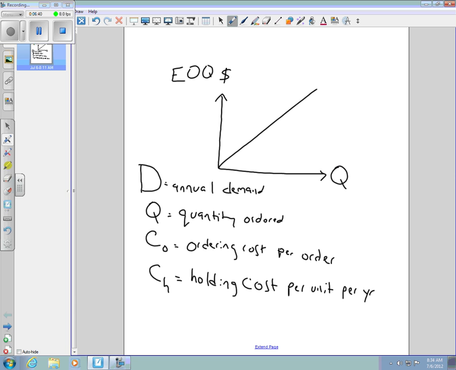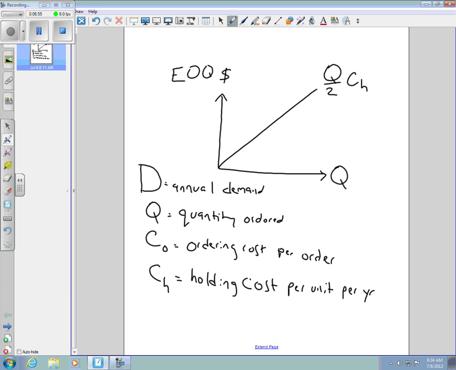Now, as the quantity goes up, the holding cost goes up. So let's talk about my holding cost. My holding cost is going to be my average inventory times my holding cost per unit per year. So let's talk about that: Q over 2 times CH. Q over 2 is simply my average inventory.